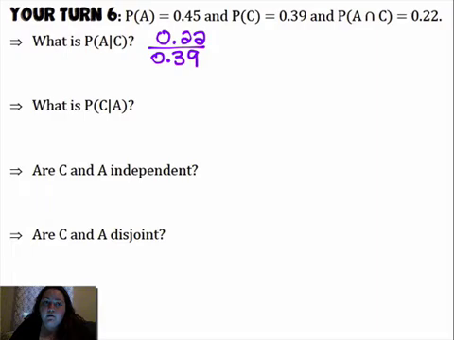Alright, well, the probability of A and C is 0.22, divided by the probability of C, which is 0.39, gives me 0.5641.